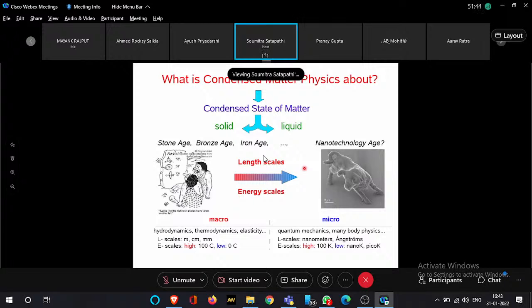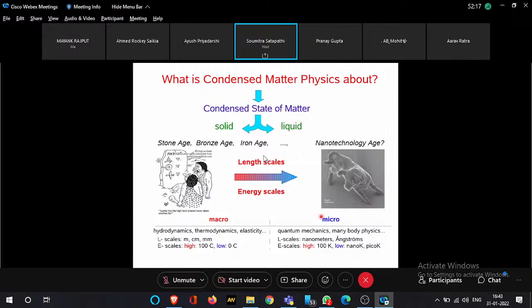So now, we have heard about the nano. What is a nanomaterial? Anybody can tell what a nanomaterial is? We know about macromaterials. Macromaterials means materials which have a length scale of meters, centimeters, or millimeters. All the thermodynamics, hydrodynamics, and elasticity that comes under the macro domain. And then we have the micro domain, quantum mechanics, many body particles. And then in the micro domain, there's one important term you all talk about, which is nanomaterials and angstroms.